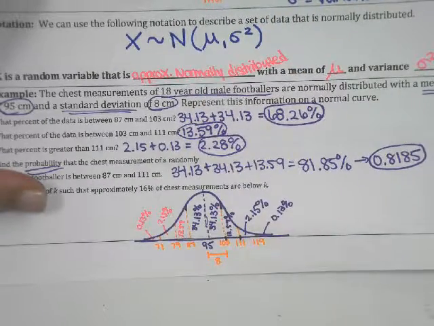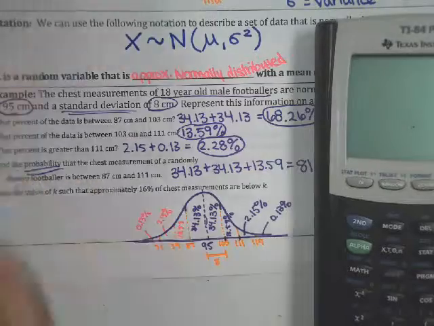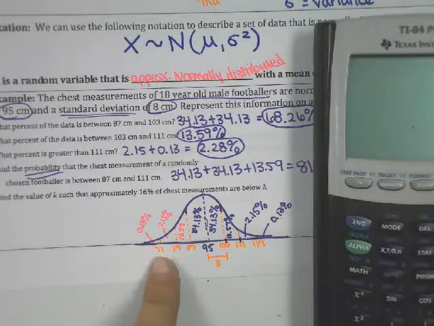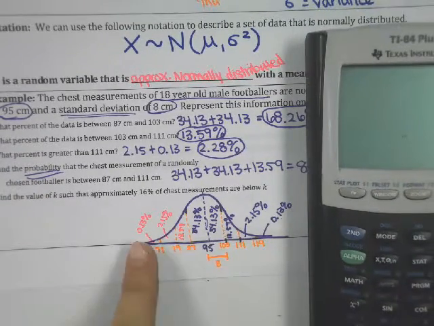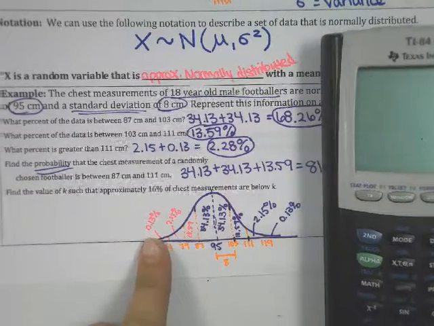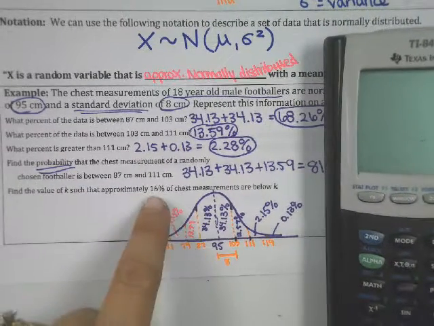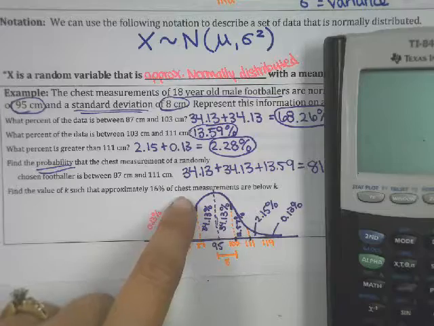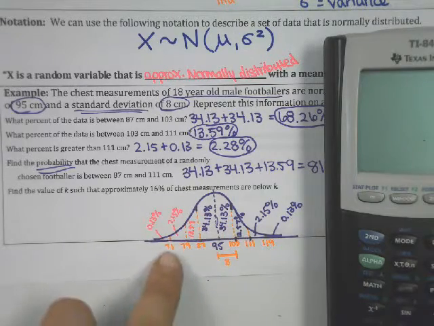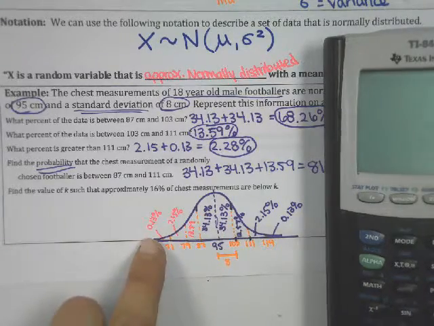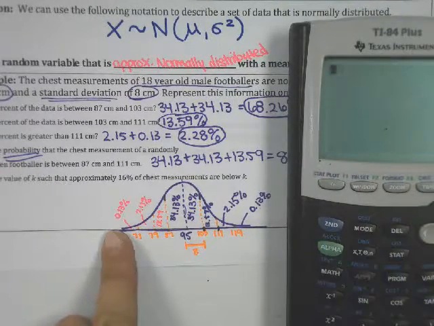All right, so those are all of our percentages. If you have a chest measurement of 71, then that means that 0.13% is less than. But we need approximately 16% of the people below that value. So at 71, there's only 0.13.